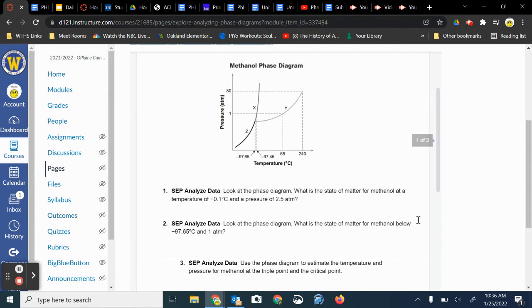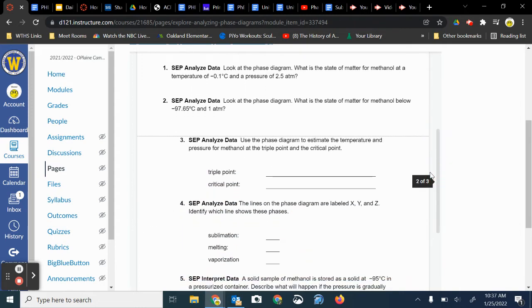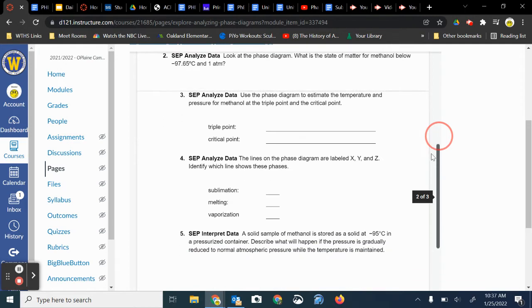So our second question is, what state of matter would methanol be below negative 97.65 degrees Celsius in 1 atmosphere? And that would be a solid. So we're falling right there. All right. So then let's take a look at the next couple of questions. Our triple point temperature is going to be negative 97.65 degrees Celsius, and the pressure is going to be less than 1 atm, according to the graph. And then our critical point would be 240 degrees Celsius, and the pressure would be about 80 atmospheres.